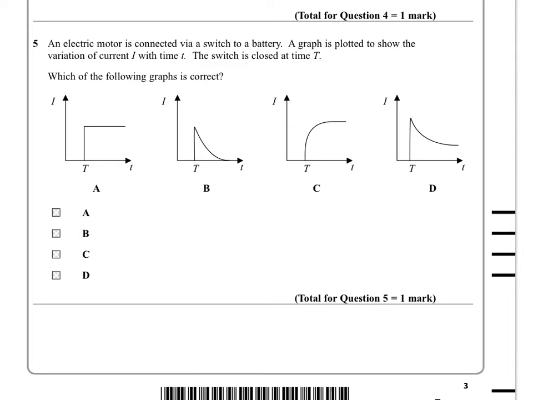But what will happen as the motor spins is that the current will fall. So it can't be this one. It's not going to be that one. It's going to be one of these two. Now, if current fell to zero, the motor wouldn't turn. So current must fall back to some set value. And so the best guess answer here would be this one.